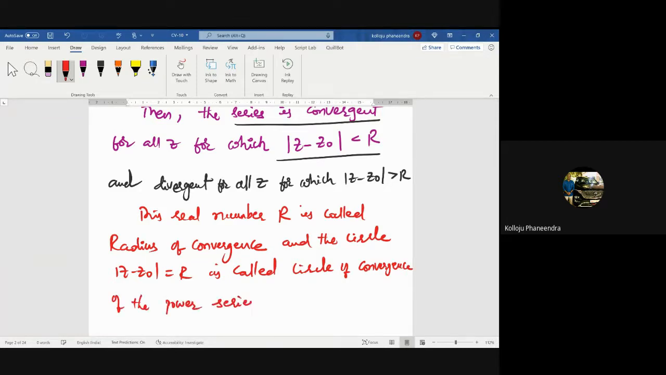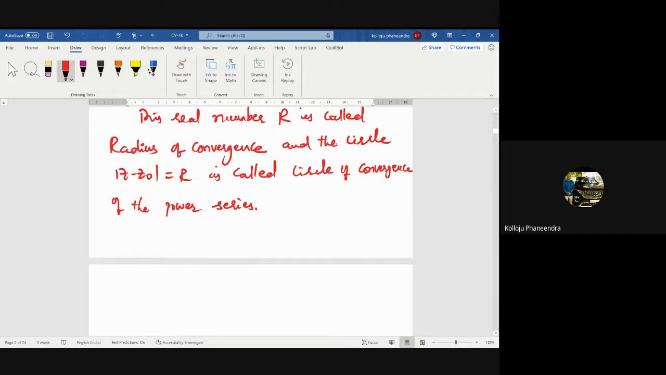Now let me explain the concept. The definition of power series, I think it is clear. Now the thing is, for example, there is one complex plane. Complex plane means what? Z equal to x plus iy. Let me briefly explain. This is one complex plane. There are so many points here, and let me consider one point Z0 here.